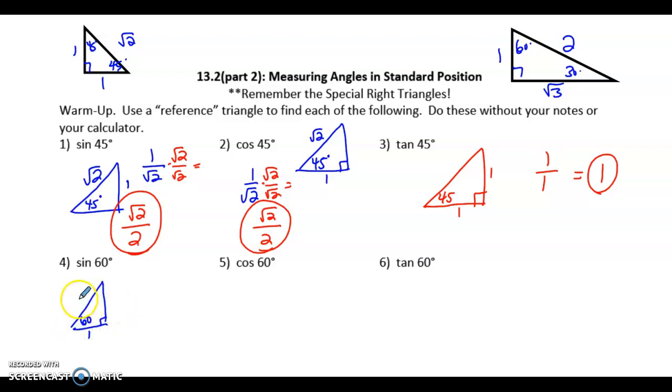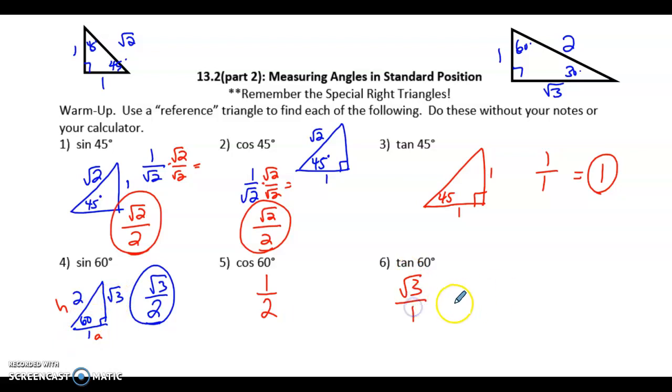So we have our n, we have our 2n, and we have our n square root of 3. So sine of 60 would be opposite over hypotenuse, square root of 3 over 2. Cosine, if I use that same triangle, is going to be adjacent over hypotenuse, 1 over 2. And then the tangent of 60 is going to be opposite over adjacent, square root of 3 over 1, which is just square root of 3.